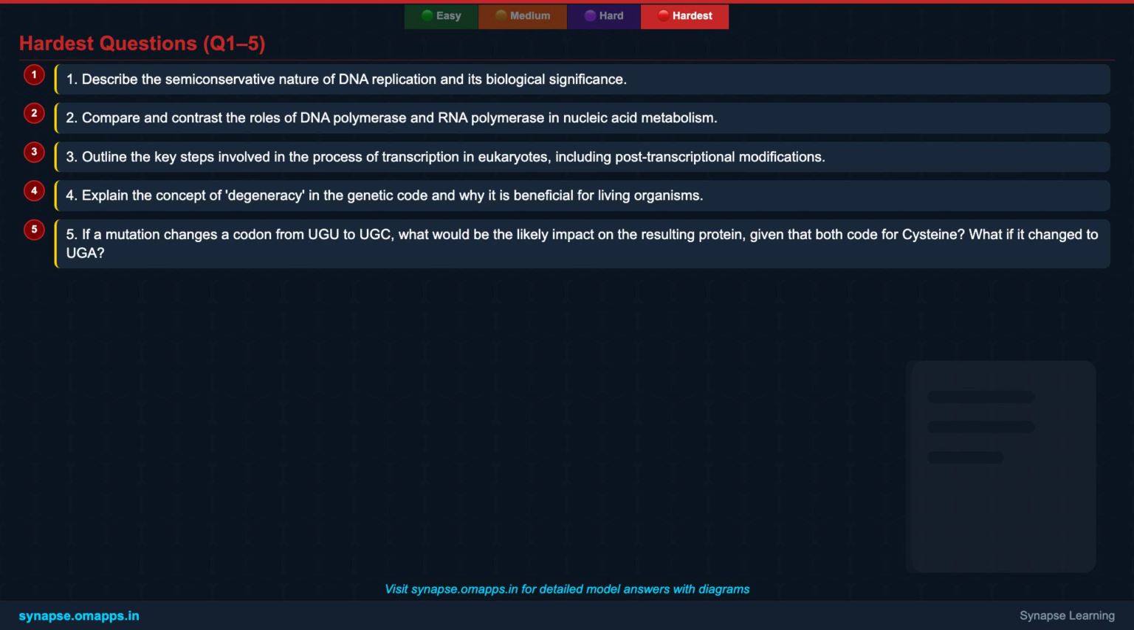First, describe the semi-conservative nature of DNA replication. Second, compare the roles of DNA and RNA polymerase. Third, outline the key steps of eukaryotic transcription, including post-transcriptional modifications. Fourth, explain the degeneracy of the genetic code and its benefits. And fifth, what's the impact if a codon changes from UGU to UGC or to UGA? Think critically and provide comprehensive answers.